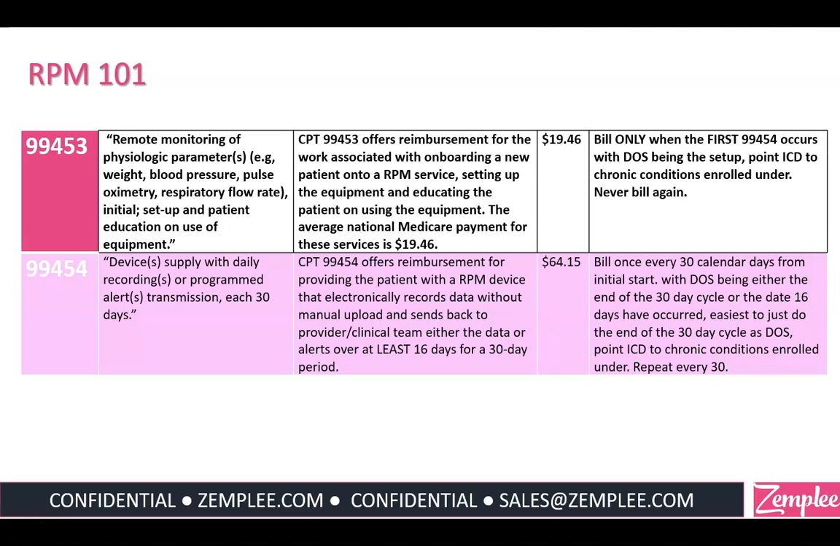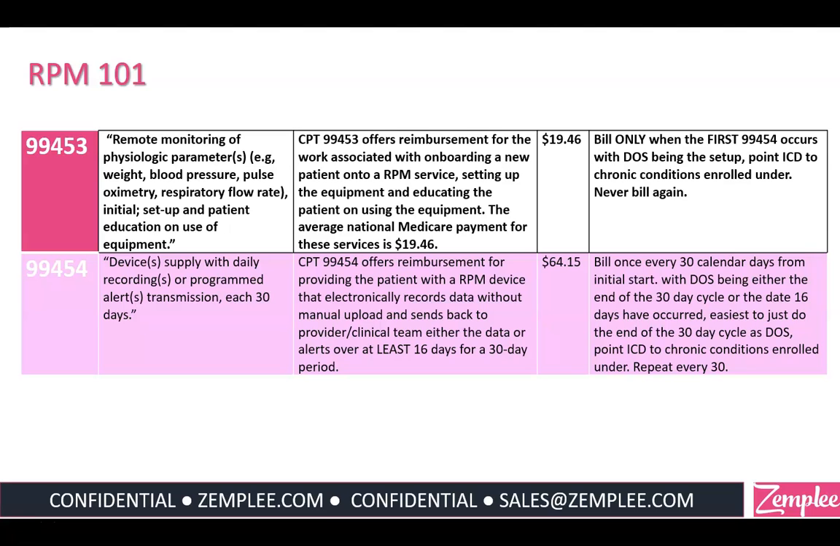So those are the criteria to be met for the 99453 for the RPM program to really kind of begin. That along with consent. So there has to be documented consent in the record that the patient understands that they're coming under RPM type services, that the physician will be monitoring this with their clinical staff. Again, it's a good idea to put in there that they will not be monitoring it live.